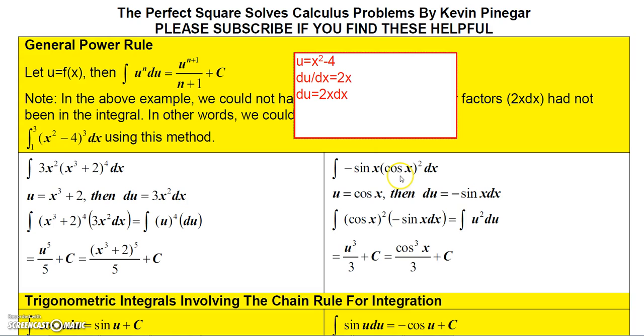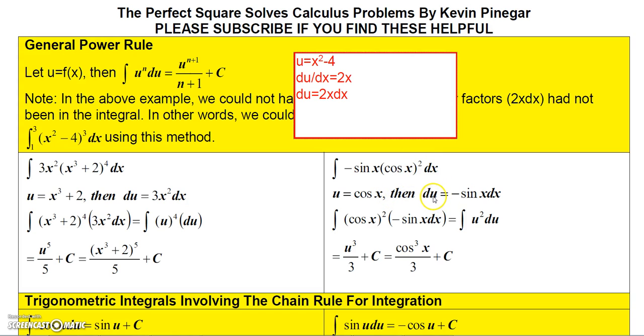Okay, now let's take a look at this one over here. Over here, I have the cosine function squared. And so if I'm going to use the power rule, wouldn't it make sense that since I have this function raised to a power, wouldn't it make sense to let this function be u? So let's let u be this function, cosine x.